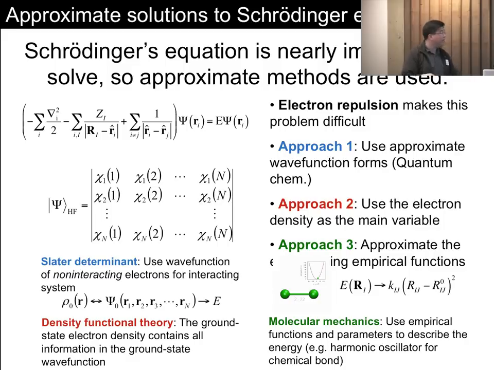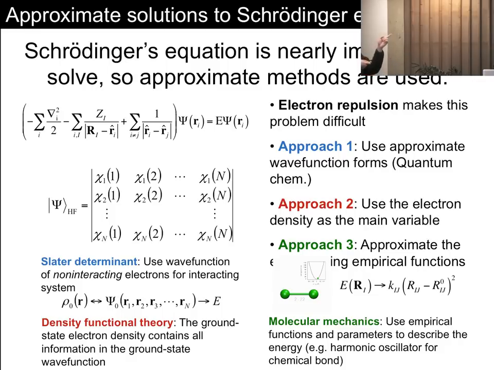That's quantum chemistry. Another approach is that instead of the wave function, you use the electron density as the main variable. This is an important discovery in the 20th century that says the electron density really contains all of the same information as the electron wave function, which is a very important result. So density functional theory says the electron density contains all the information, and theoretical approaches that use the electron density have also been very successful in the past several decades. And the third approach, which is what we're going to be focusing on in this workshop, is that you approximate the energy using empirical functions.